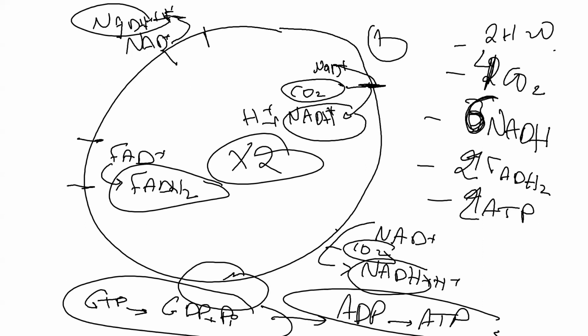How many ATPs are used? No, here no ATP is used. Here ATP is produced. No ATP is used here. We are producing. There is no investment here. We're not using any ATPs.